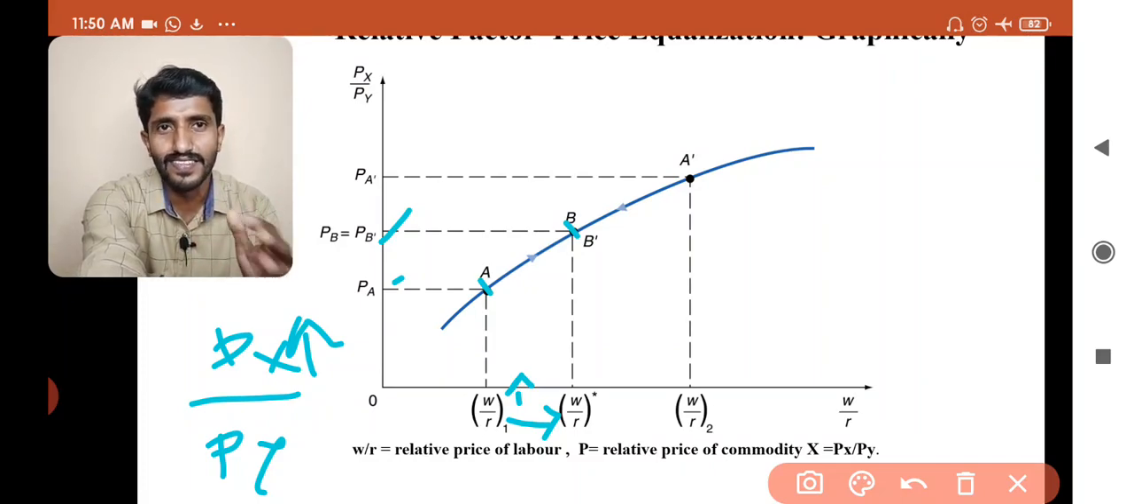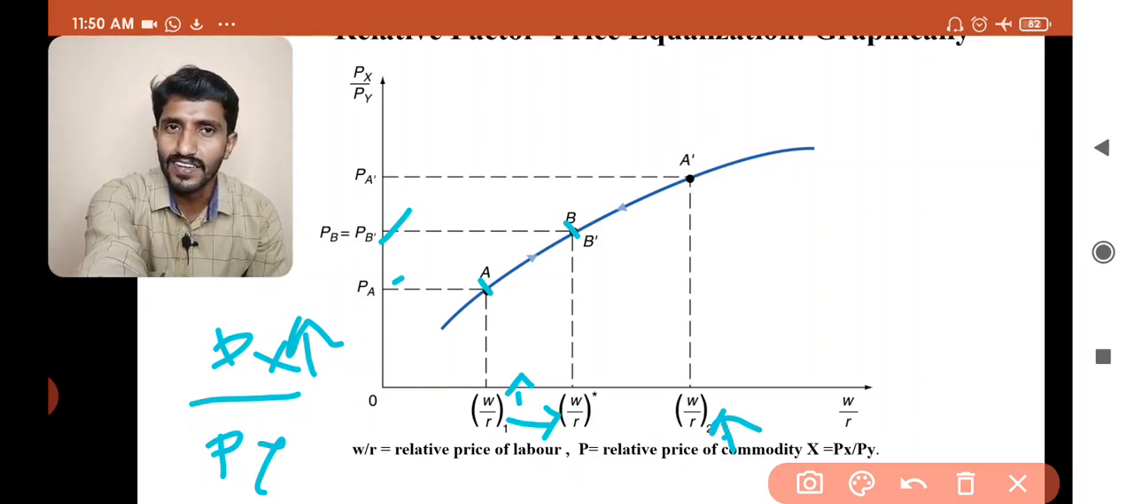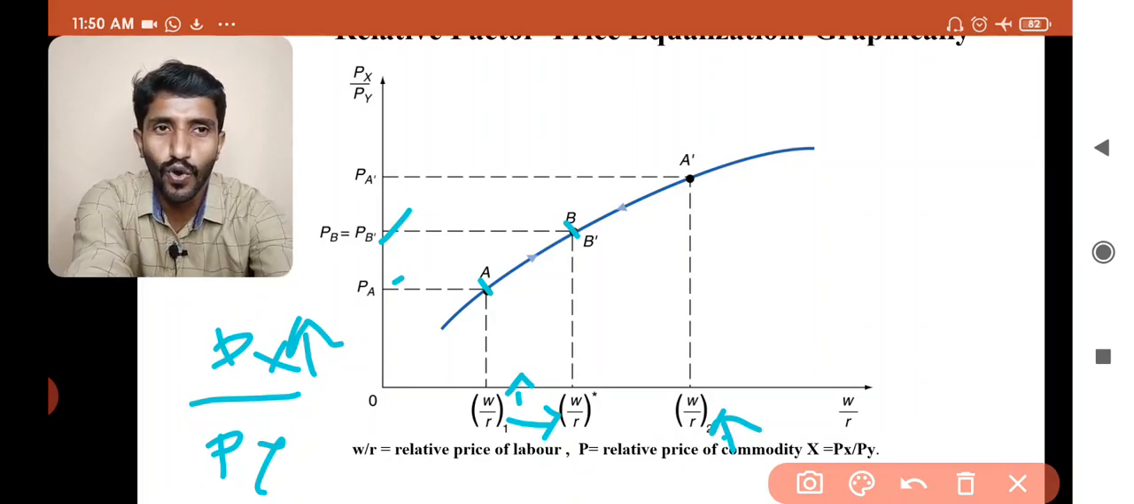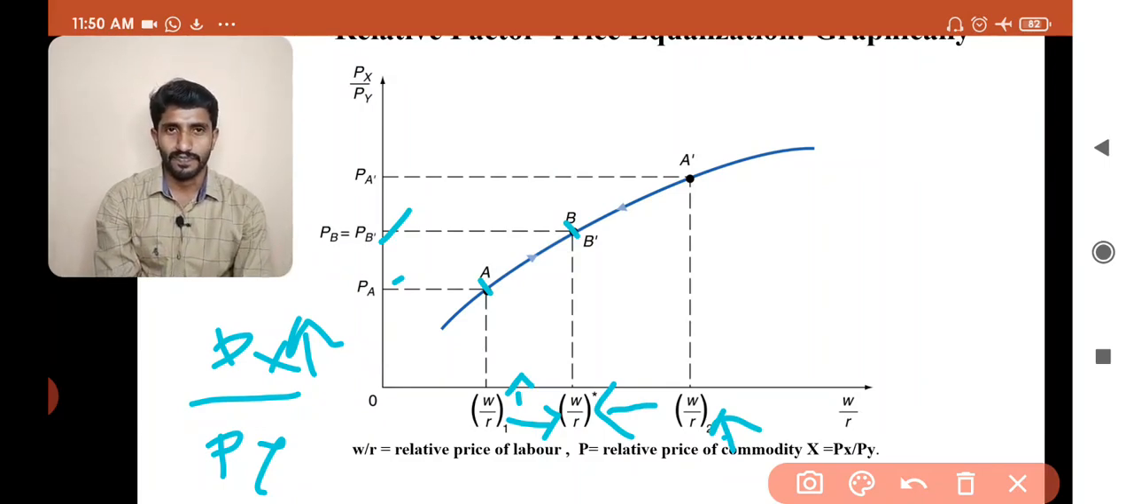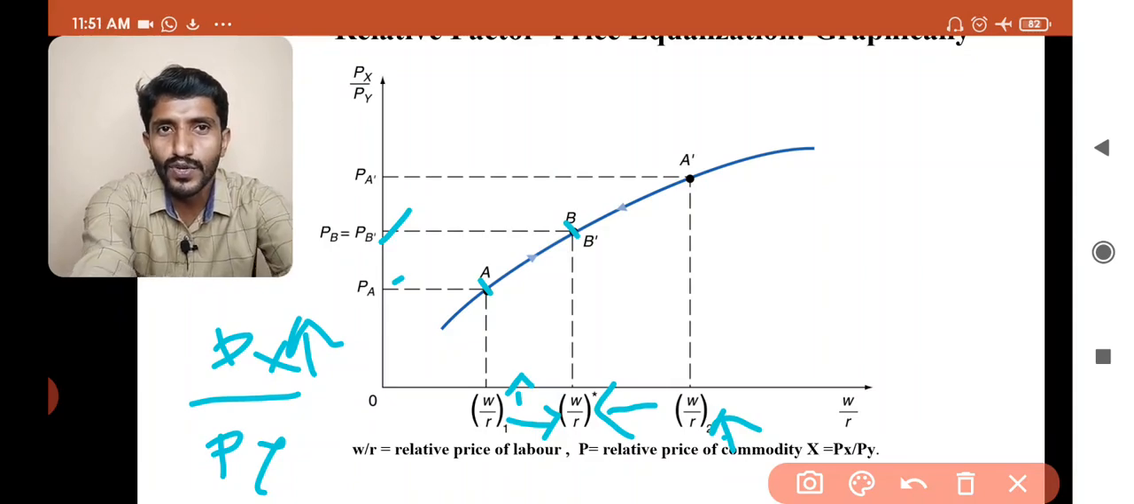Secondly, if the country is capital abundant, their relative factor price will be W by R2 before the trade. Now if the trade happens, the demand for Y will increase, you know that. So the demand for capital also will increase, so the rental price will increase. If the rental price increases, what will happen to the total value of W by R? It will decrease because the denominator is increasing. So they will also move to W by R star. The W by R2 will come down and they will move to W by R star.